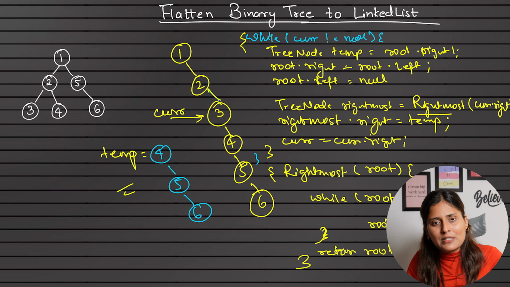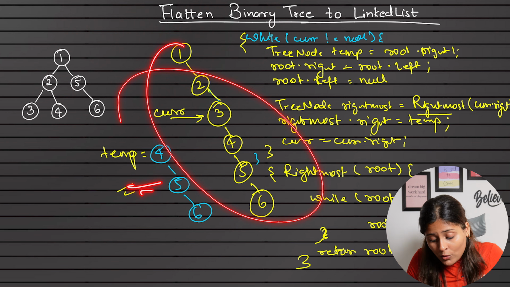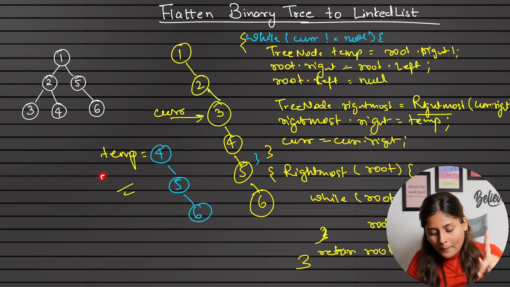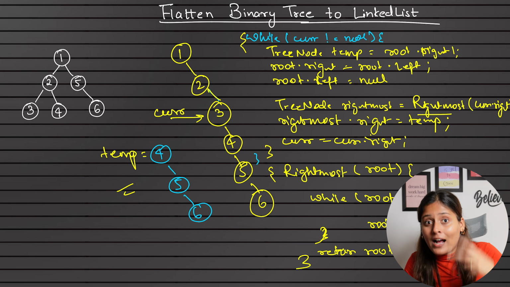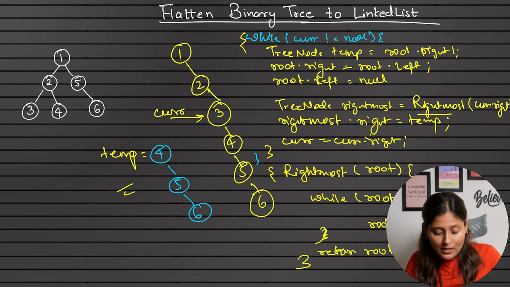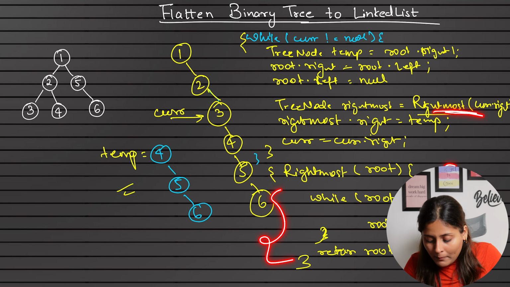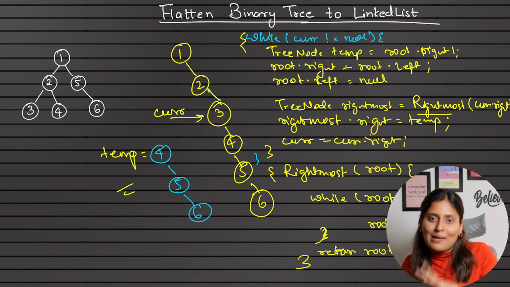So in the worst case, every node you will visit at max 2 times. One time because of the current movement, and other time, in the worst case, to get the rightmost node by this function. So O of 2n time complexity.